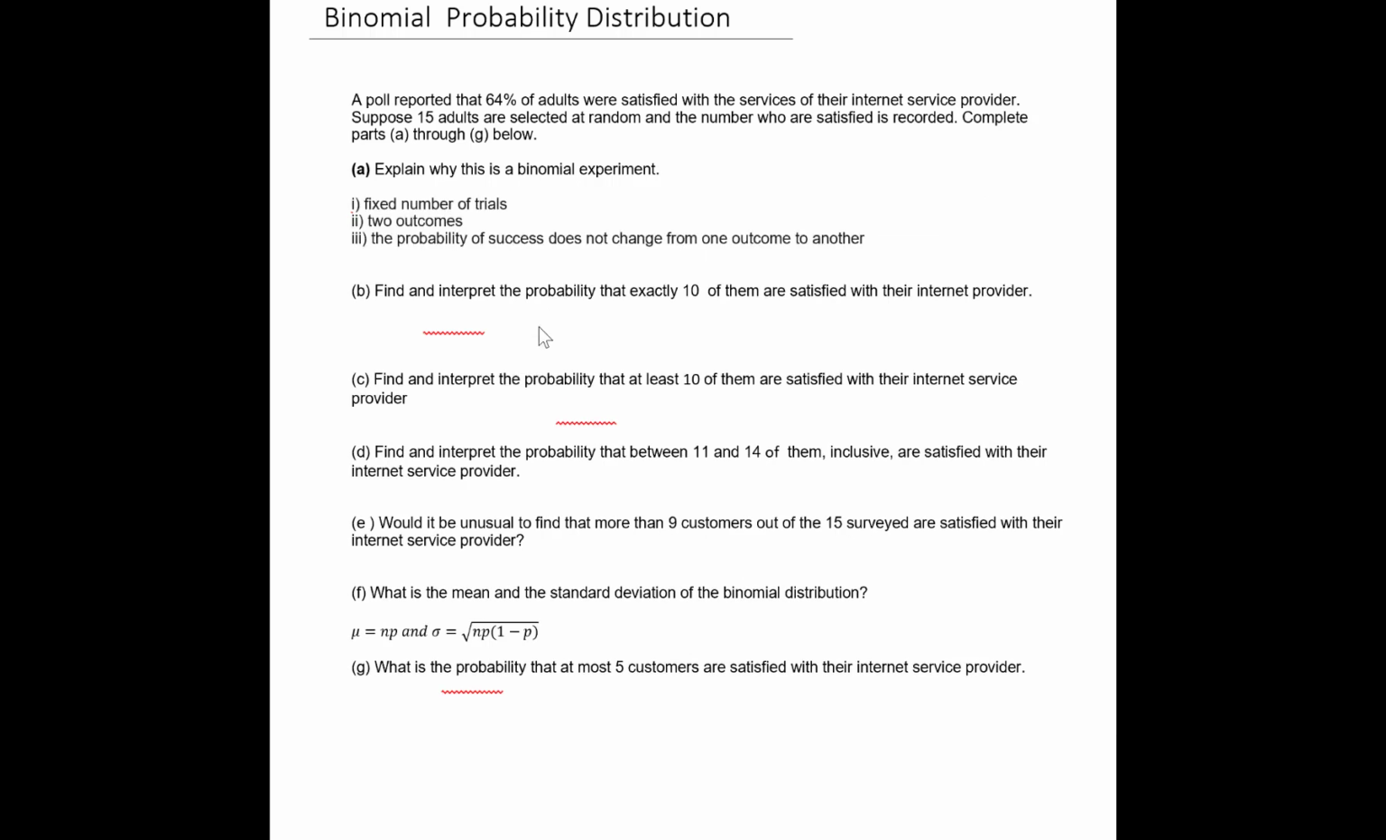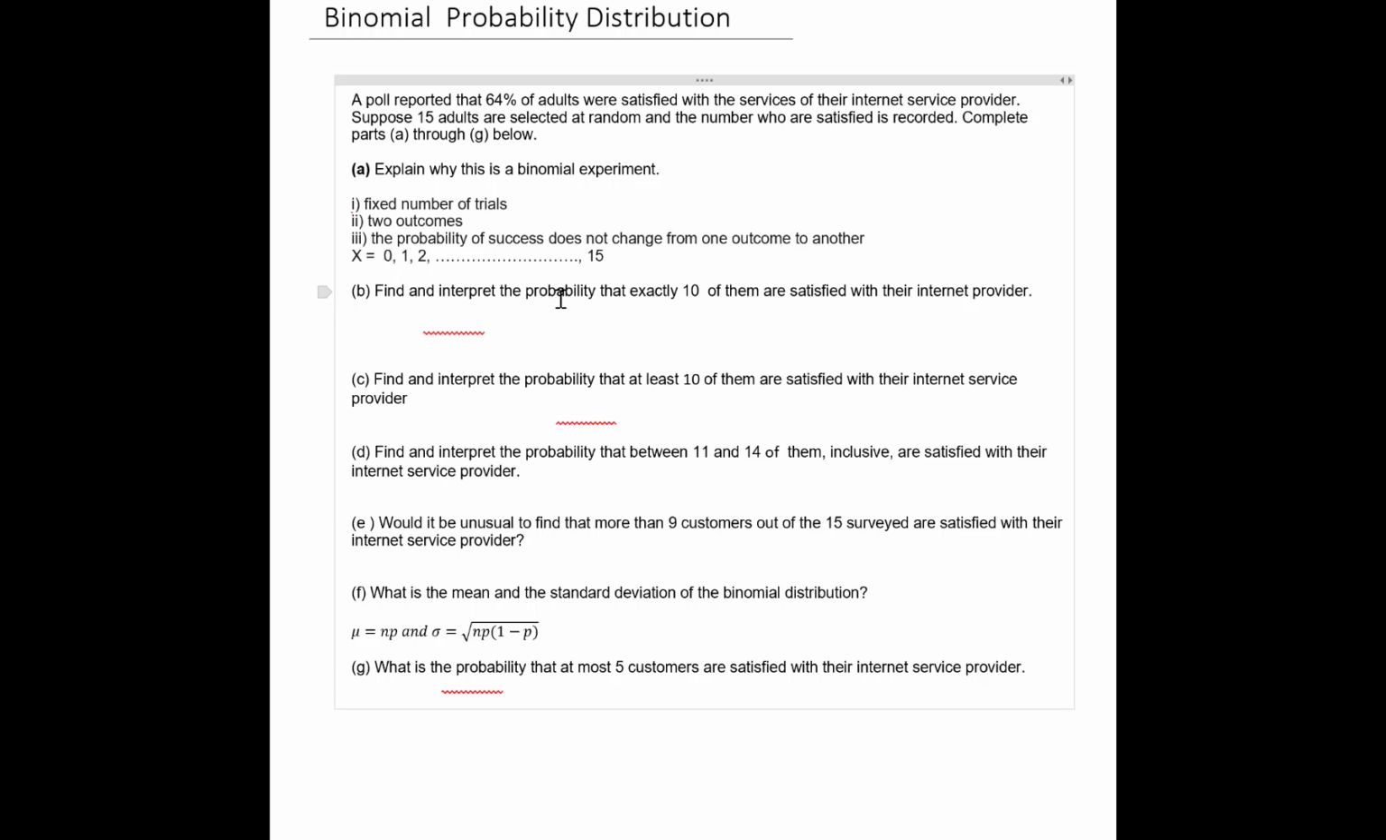And one more thing I would like to add here. What are the possible values of the random variable x? Well, if you survey 15 adults, it is possible that 0 of them will say that they're satisfied with the internet service, or 1, or 2, or 3, or 4, or 5, all the way up to 15. So x takes the values from 0 all the way to 15. Always x will be as low as 0, as high as the number of trials, which in our case is 15.